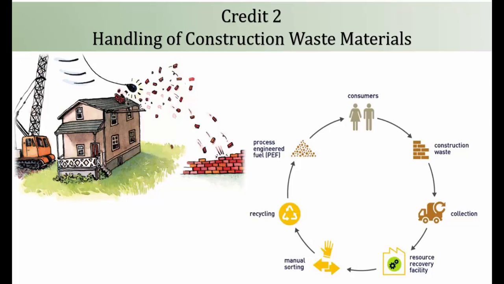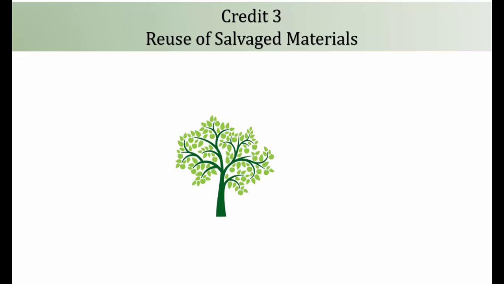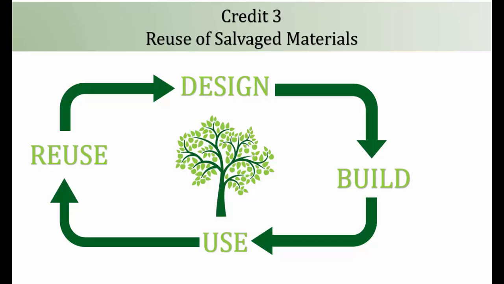Next credit is reuse of salvage materials. This credit encourages the use of salvage building materials and products to reduce the demand for virgin materials, thereby minimizing the impact associated with extraction and processing of virgin materials. At least 1% of salvage materials needs to be used to get 2 points, and 2% to get 4 points under this credit. Our project is not complying under this credit, hence we haven't taken any points in achievable.